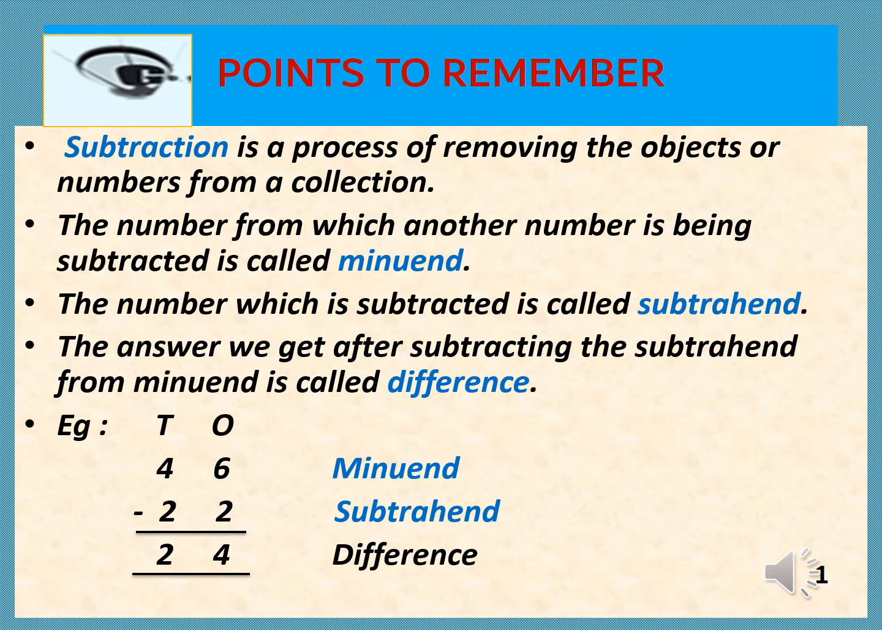It can be explained here with the help of an example, kids. Here, as you can see, 4 and 6 are the minuends and 2 and 2 are the subtrahends. When we subtract 22 from 46, we get 24, which is known as the difference.